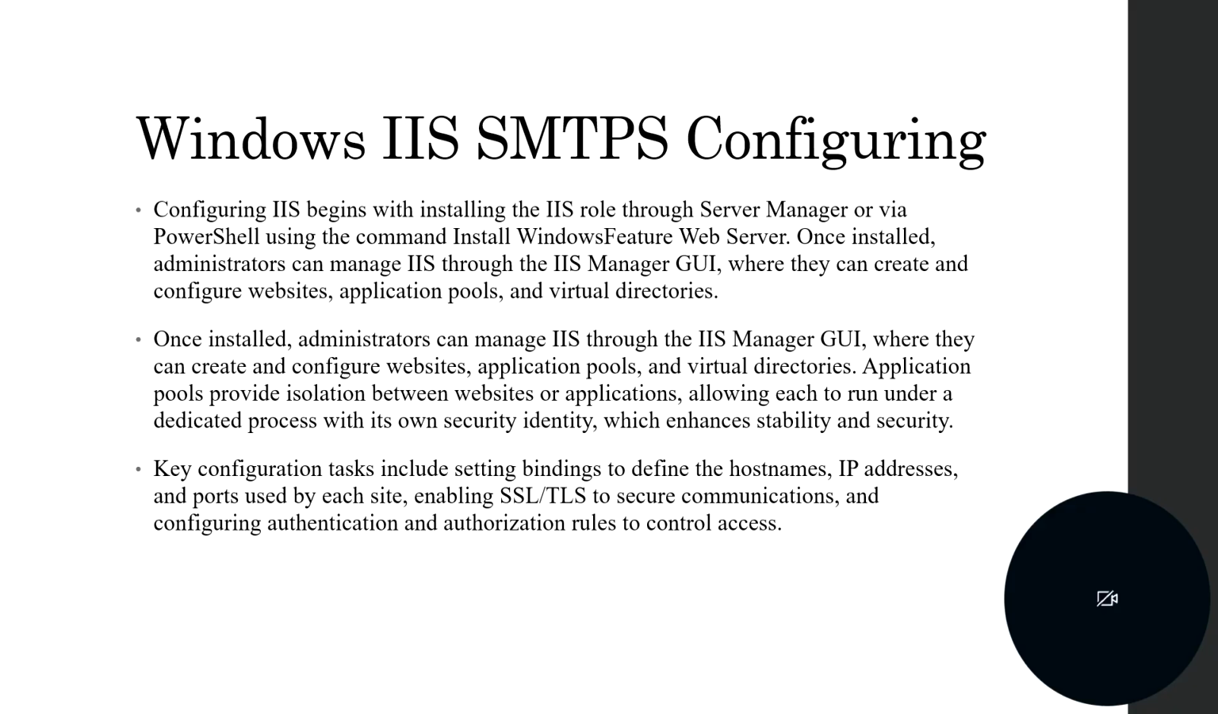Now I'll talk about configuring Windows IIS SMTPS. Configuring IIS begins with installing the IIS role through Server Manager or via PowerShell using the command Install-WindowsFeature Web-Server. Once installed, administrators can manage IIS through the IIS Manager GUI, where they can create and configure websites, application pools, and virtual directories.